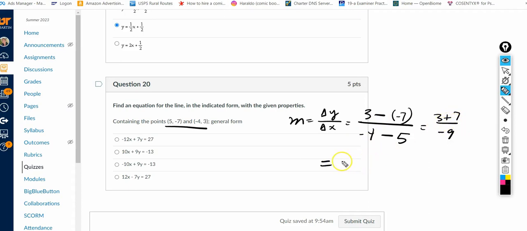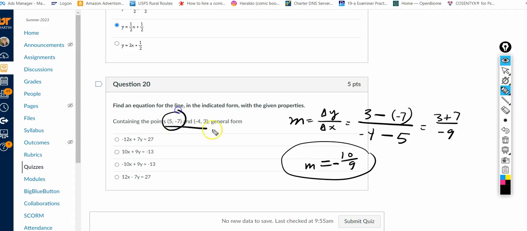That's going to be +10 over -9, so my slope is going to be -10/9. Now, all I need is the slope and 1 point. It does not matter which point I choose. I usually choose the one that has the least number of negative signs. Since they both have just one negative sign, I'll just choose the first one. But if I'd chosen this one, I would get the same answer if I do the same process.